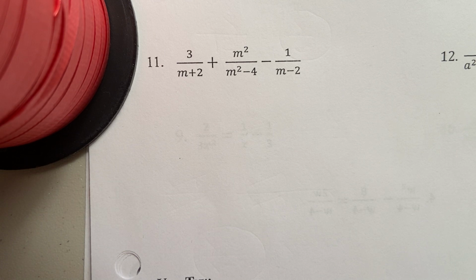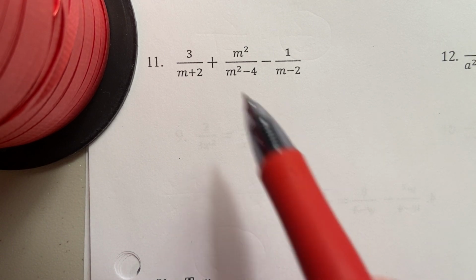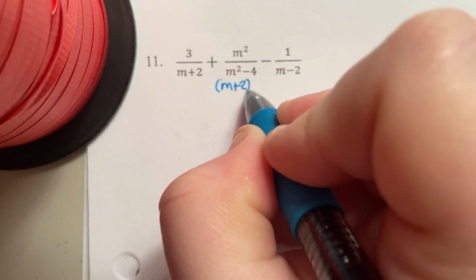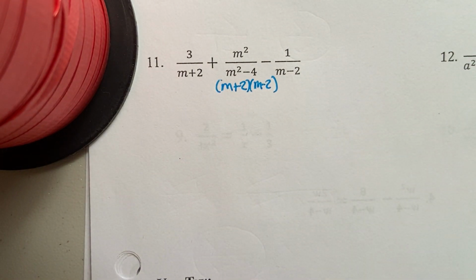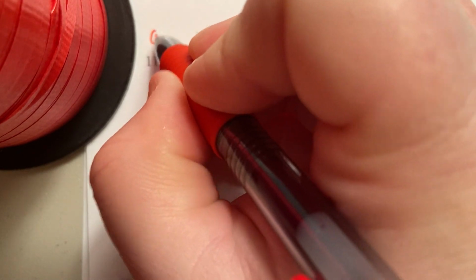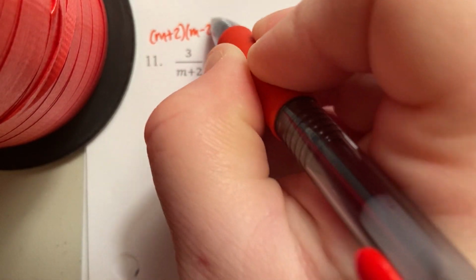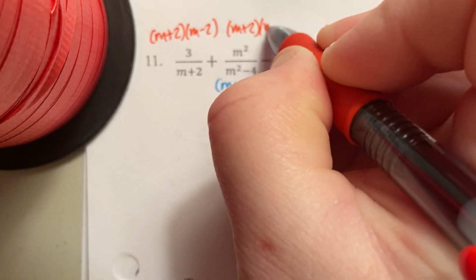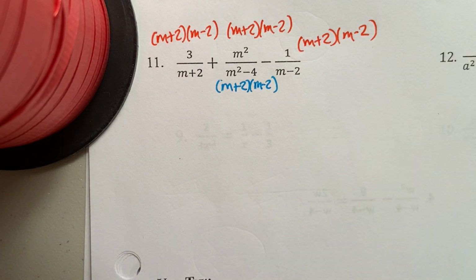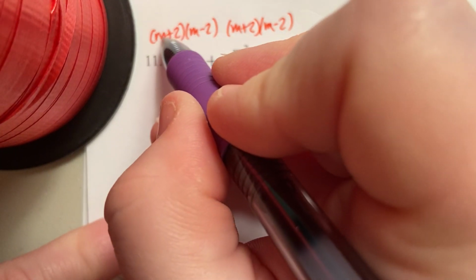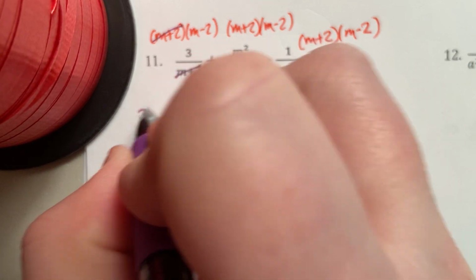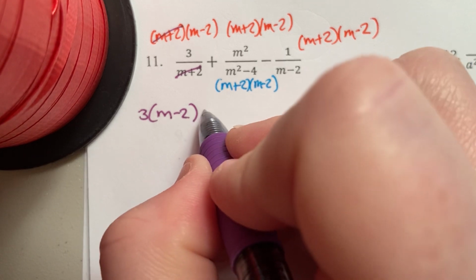Okay, so if we look at number 11, the only thing I can factor is this one right here. So that would be m plus 2, m minus 2. So m plus 2, m minus 2 will be my common denominator, but I'm going to have to put that for every single term. And it gets a little bit messy, but I'm going to start canceling anything that I can cancel out. So in this first term, m plus 2 cancels.